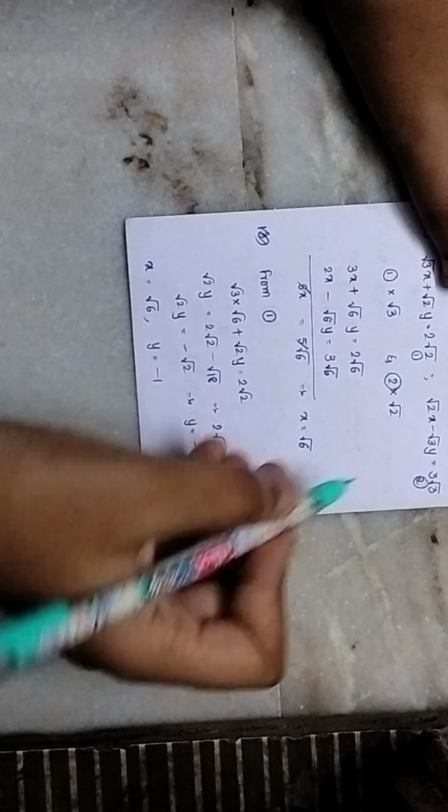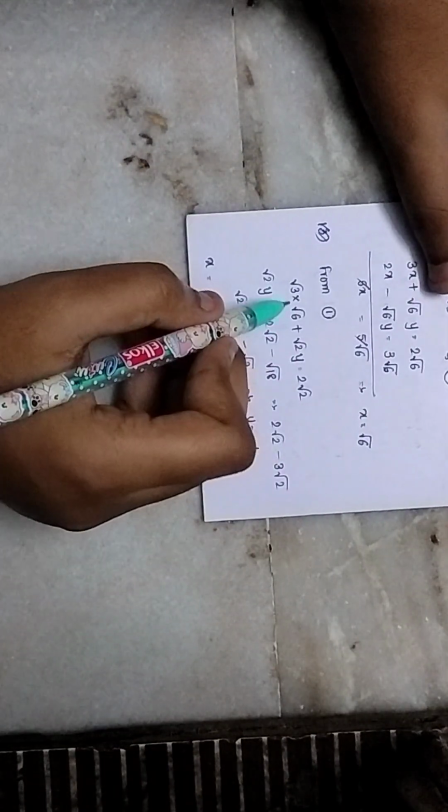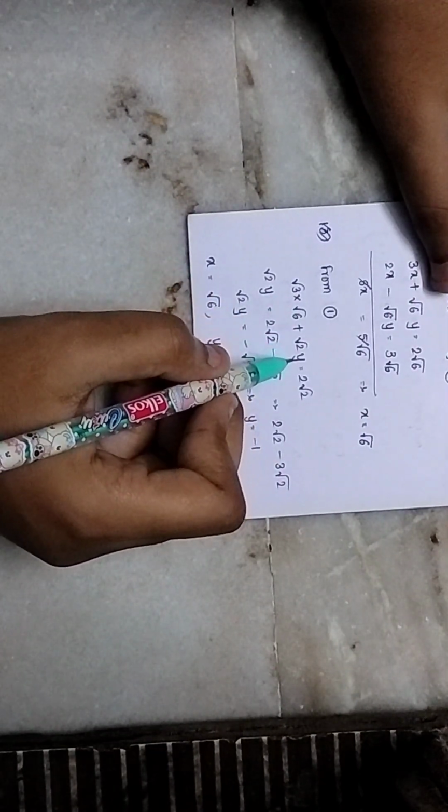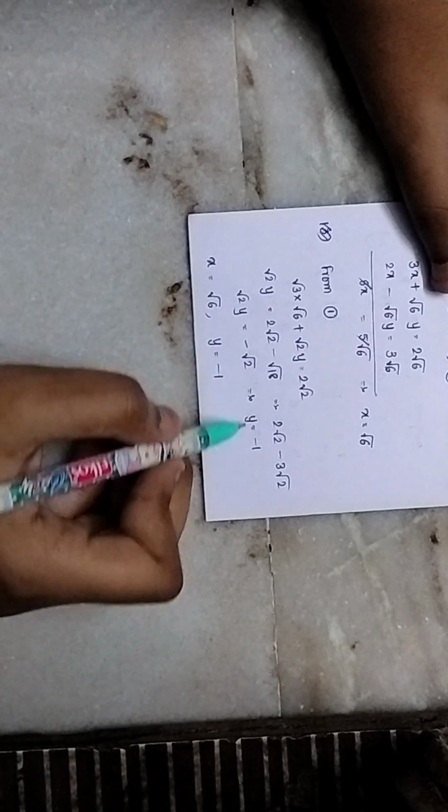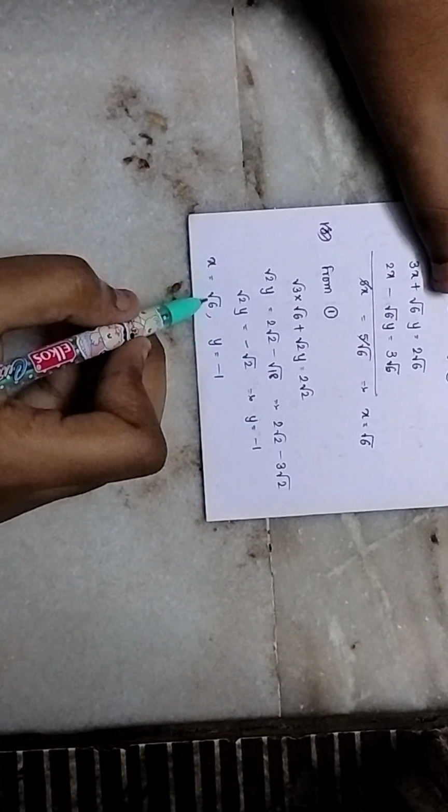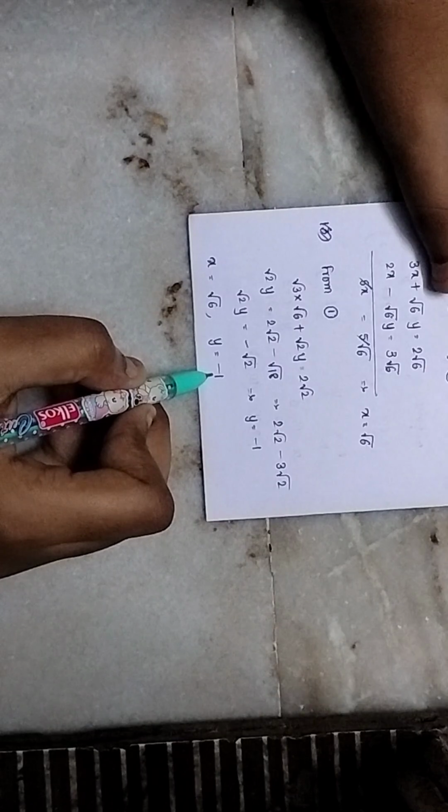Substitute this value in equation 1. So root 3 into root 6 plus root 2 into y equals 2 root 2. So the value of y equals minus 1. So here x equals root 6, y equals minus 1.